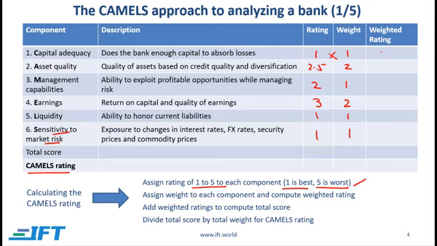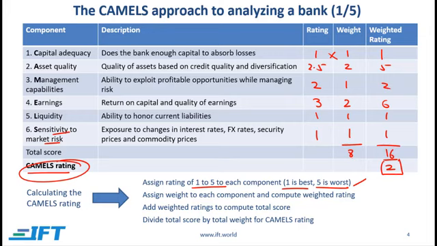So for capital adequacy, we have 1 for this particular bank. Then we have 5, 2, 6, 1, and 1. The next step is to add all these numbers, which gives us 16. We also add all these weights, and that gives us 8. The CAMELS rating then is 16 divided by 8, which is 2. Now, this is the rating based on using these weights.